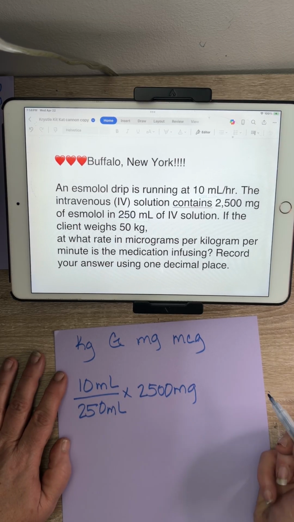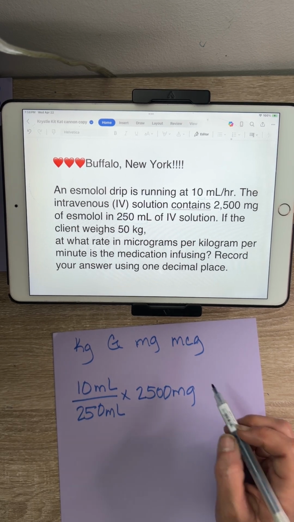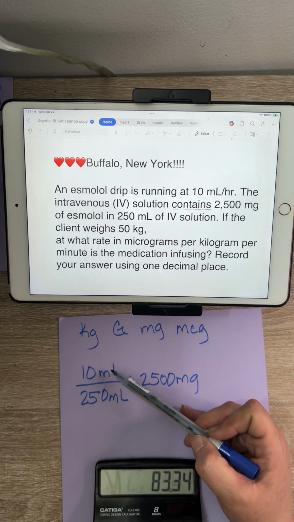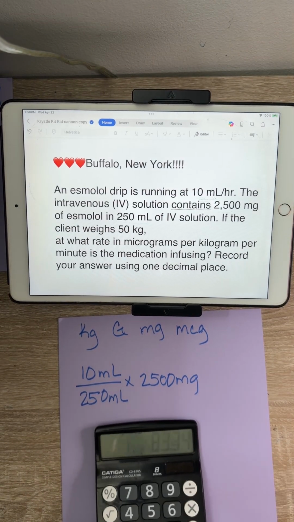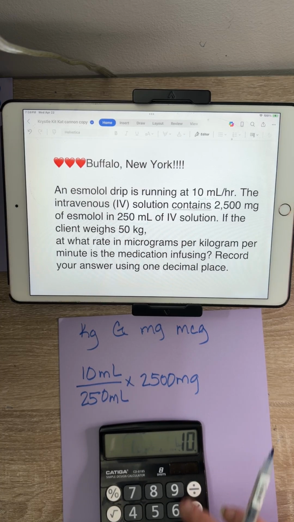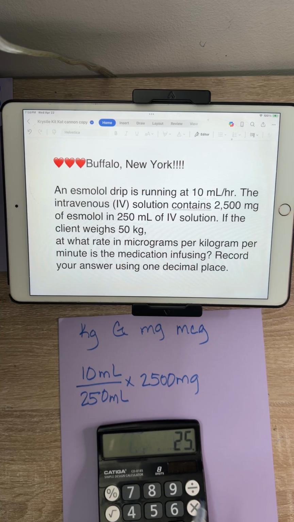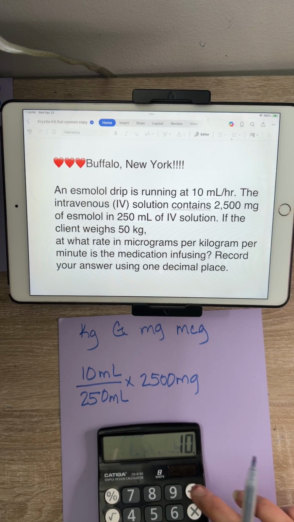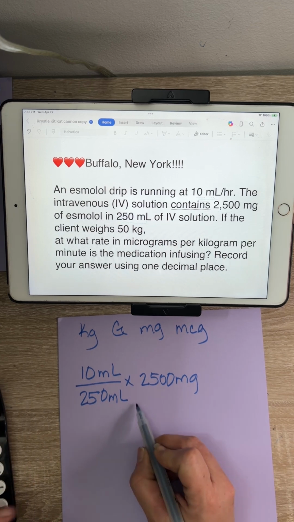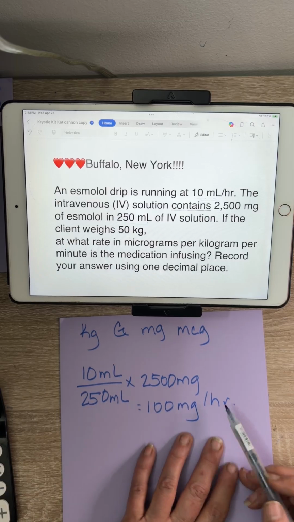2,500 milligrams in it. Okay, so we're fixing to find the milligrams per hour. This fraction says this number divided by that number. And then we're multiplying it times 2,500. 10 divided by 250 equals, don't even look because you're not done, times 2,500 equals, let me make sure I did it right, 10 times 2,500 equals, okay, that is 100 milligrams per hour is what they're getting.